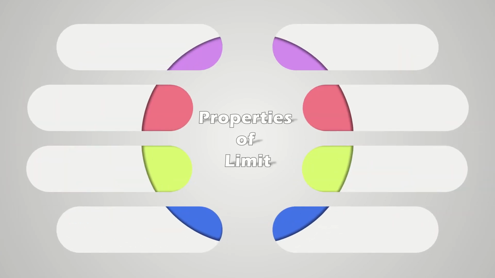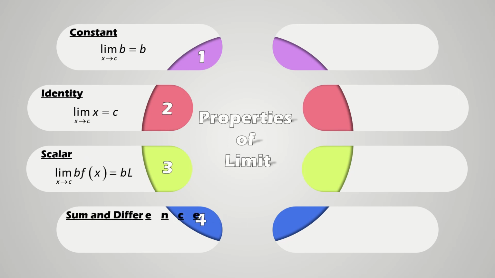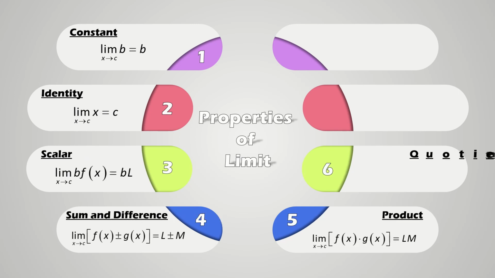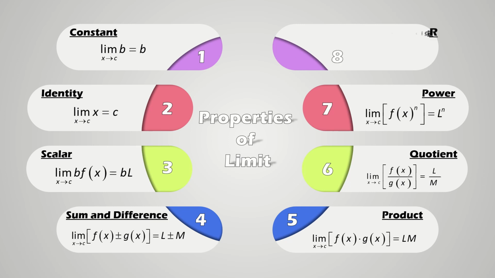In this limit properties video series, 8 limit properties will be covered for the entire series. These are constant, identity, scalar, sum and difference, product, quotient, power, and radical property of limit. For this 8th episode, the video is focused on the radical property.